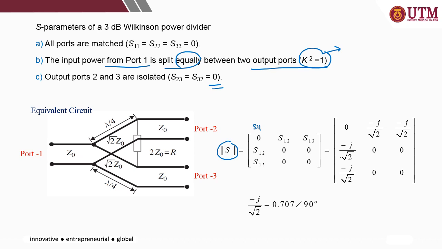Okay, if you convert this into polar, the value is around 0.707, or it is equal to negative 3 dB. This is the 3 dB power divider, in which the power from the input port is divided equally to the two output ports, port 2 and port 3.